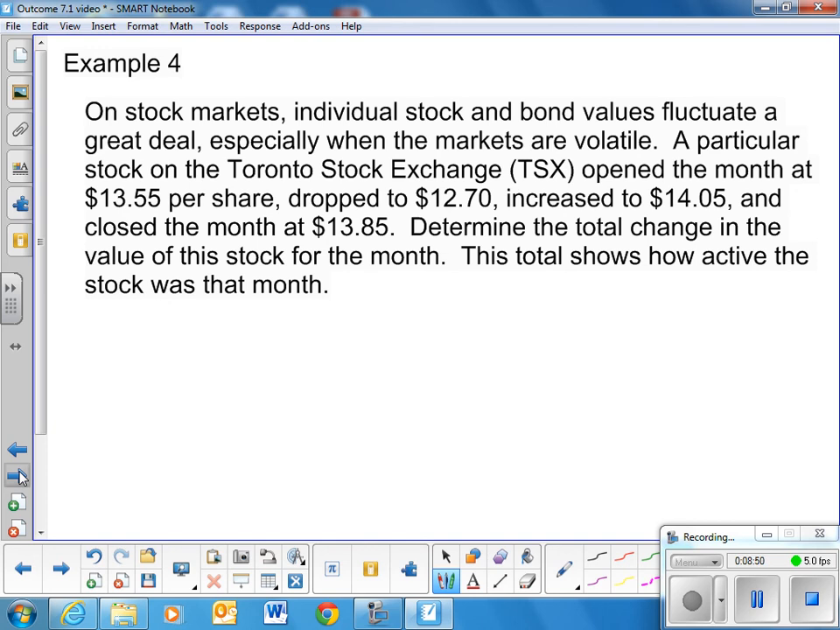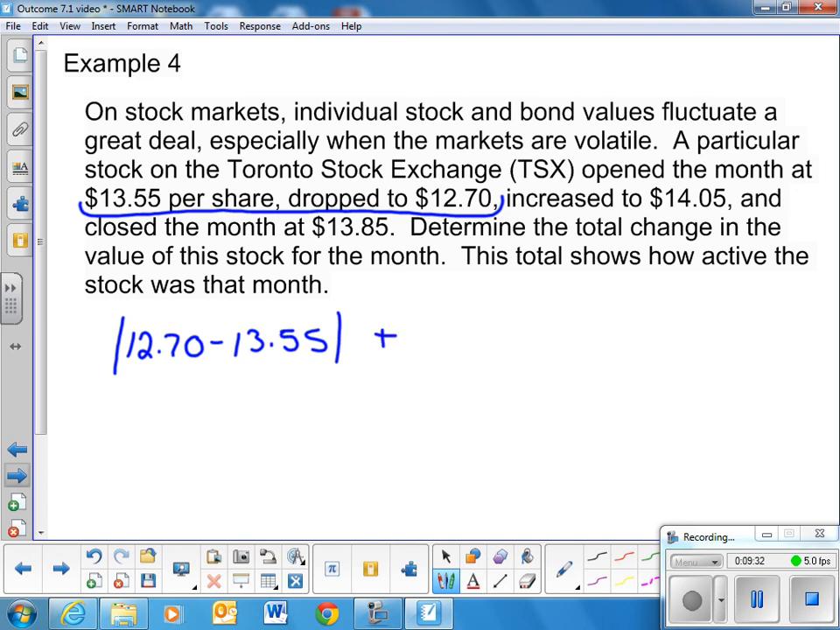This total shows how active the stock was. So I don't want to know where it ended up compared to the beginning, but I want to see how much it was moving up and down. So I need to look at each change. That first change happened when it went from $13.55 and dropped to $12.70. So it ended up at $12.70, started at $13.55. If we were to subtract those numbers, we would end up with a negative value, which shows me that it dropped. In this question, we're not concerned with whether it actually goes up or down, but how much it changes. And so really, we're just worried about the absolute value of that.